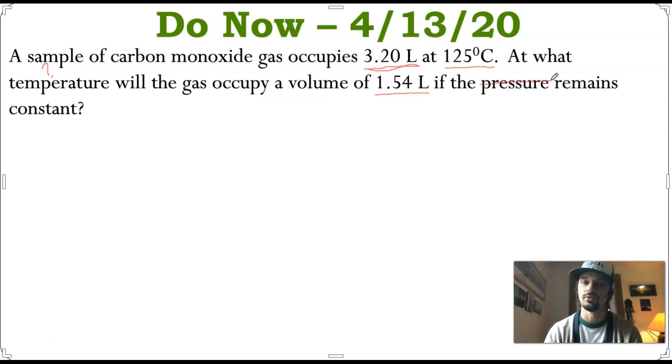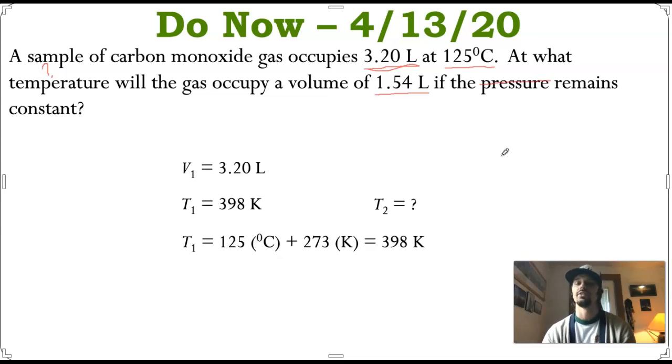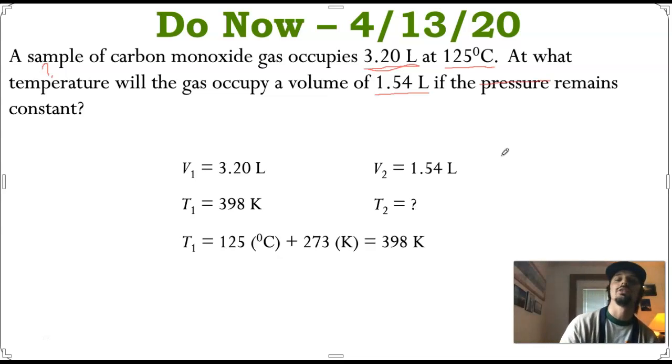So now what I'm going to do is go ahead and list my variables. 3.2 liters is a volume. 125 degrees Celsius is the temperature, but hopefully you remembered I can't solve gas law problems with degrees Celsius, so I must convert to Kelvin. These gas laws are derived from using temperature in kelvins, so that's my first step with each of my temperatures. I add 273 if I'm going from Celsius to Kelvin. I'm also given my new volume of 1.54 liters and looking for the new temperature.